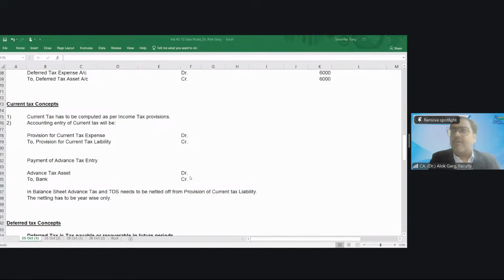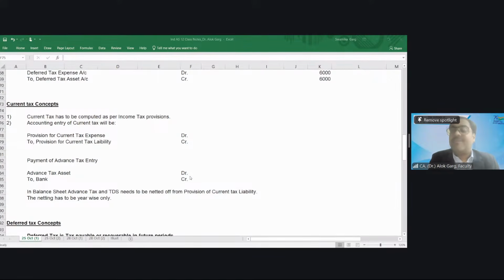Suppose in 8 years the company never earns any profit, there is no probability of the company earning profit. Will you create a deferred tax asset on those carry forward losses? No, sir, because there is no possibility of set-off, no possibility of reversal.